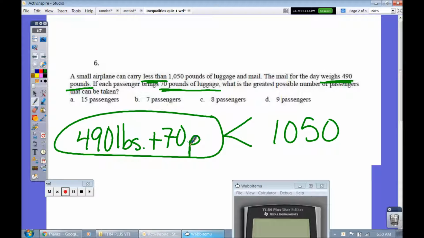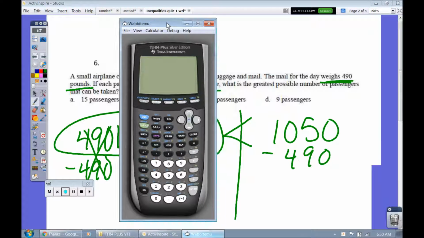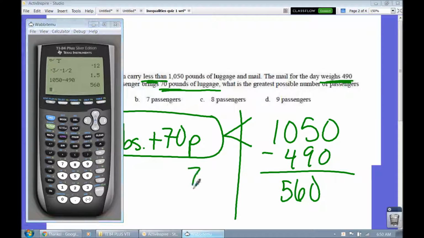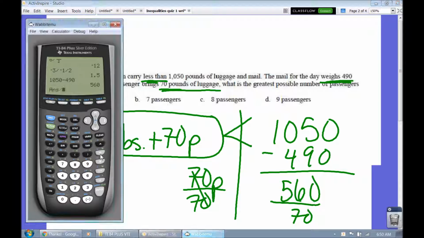And so we can actually go through and solve this inequality. We're going to subtract 490 on both sides. Subtract 490 over here. Let's grab our calculator and do 1050 minus 490. You get 560. And we'll bring down the 70. You could use X, I use the letter P. The last step is to divide by 70. So 560 divided by 70 is 8. So P is less than 8.